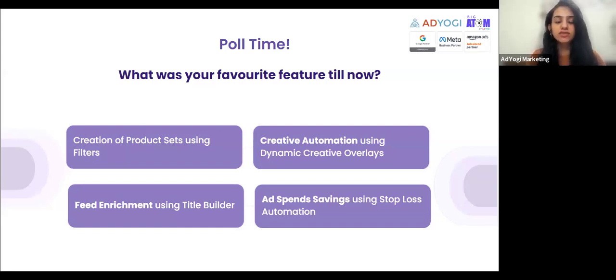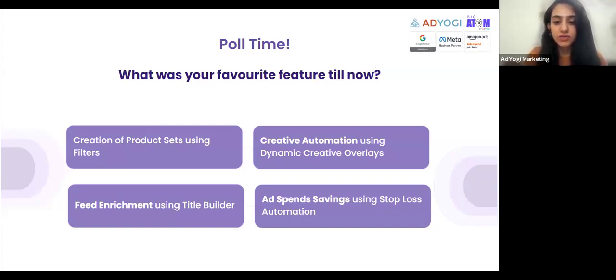We only have 12 people here who've answered the question. We would request each and every one of you to answer this poll, as it will help us understand which feature you would like to try out on the Big Atom platform and how we can further build on this feature.